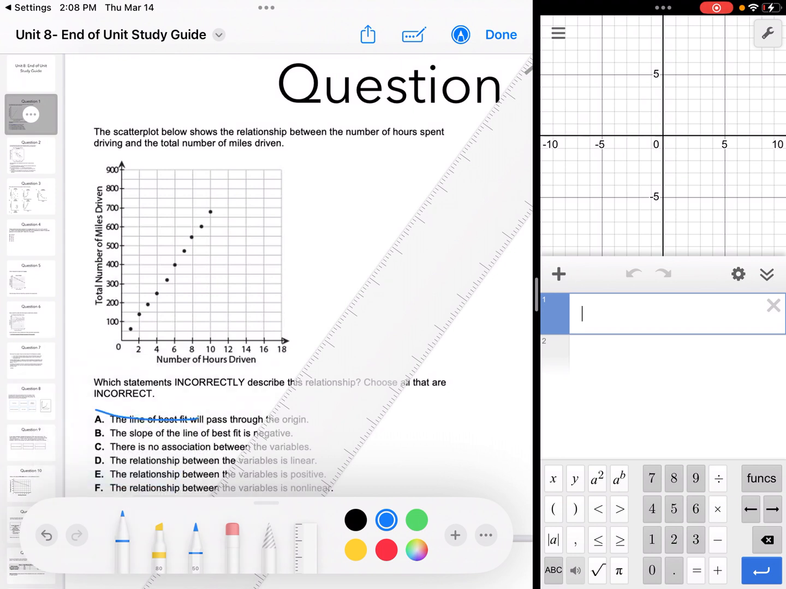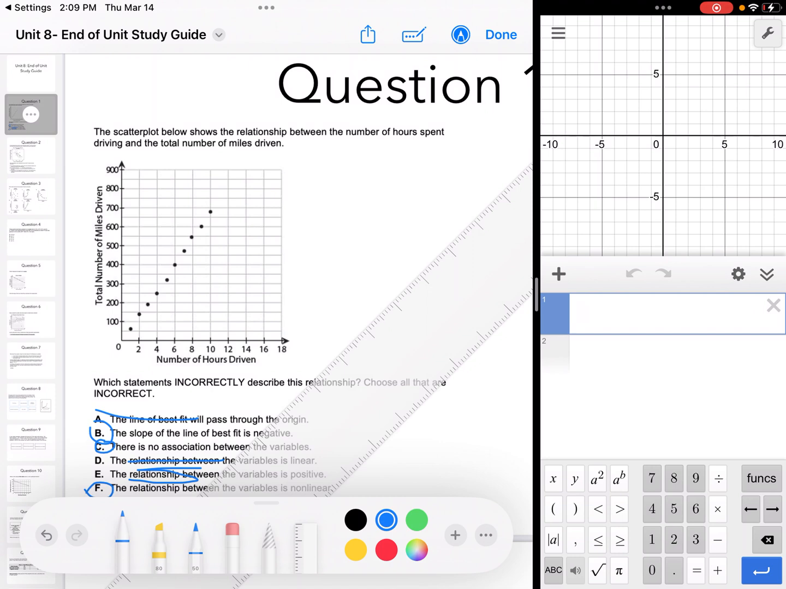The slope of the line is negative. Well, this is a positive slope, so that's incorrect. There is no association between the variables. Well, yeah, there is. It's a positive association, so that's incorrect. The relationship between the variables is linear. Well, that's correct. It does make a line. The relationship is positive. That's also true. The relationship is non-linear. That's not true. So B, C, and F were the incorrect options.